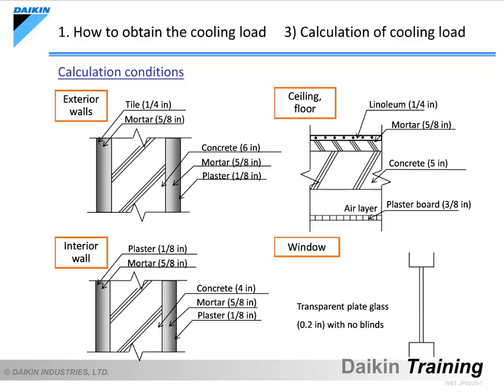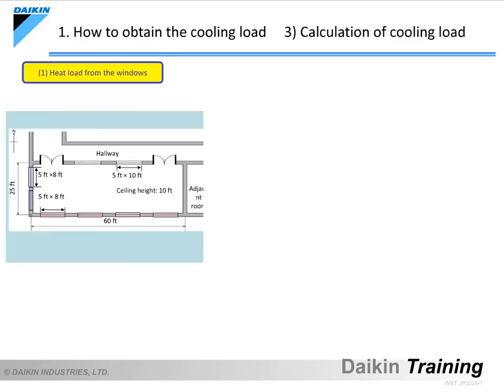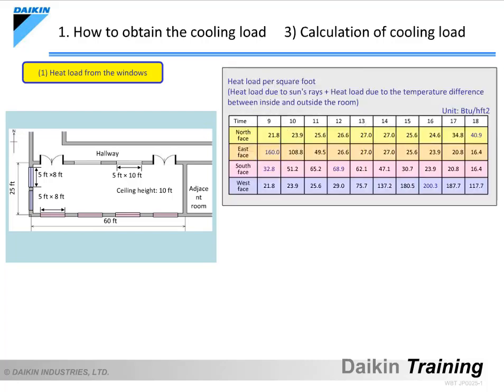Let's now calculate the cooling load using the above-mentioned conditions. Let's determine the heat load from the windows on the exterior walls. This table shows the heat load per square foot of window on the exterior wall. The figure you see is the total of the heat load from the sun's rays and that from the temperature difference between inside and outside the room. This table was created based on the calculation results referring to various types of data. Similar tables can be created using computer software for the calculations.